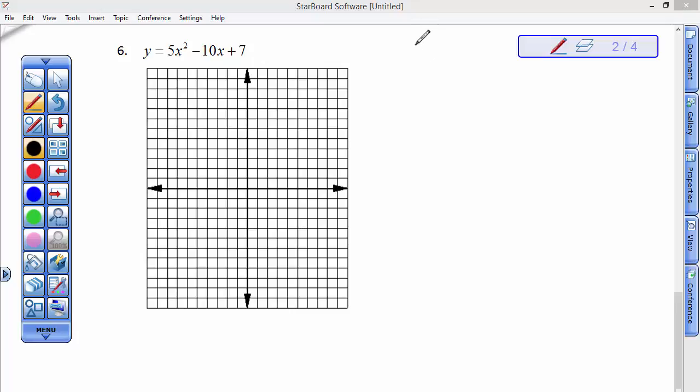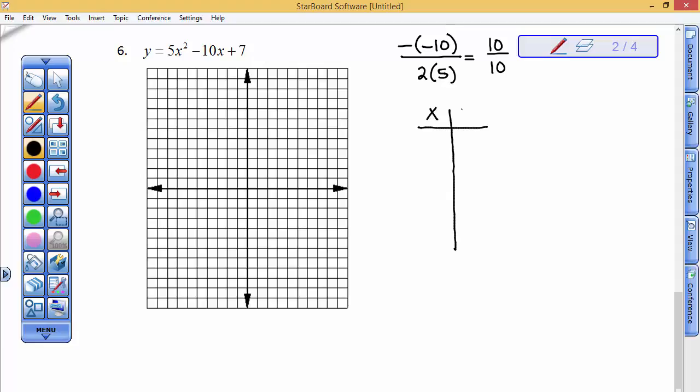So the vertex for this problem is to take the opposite of the b value, which is a -10, and divide that by 2 times the a value. So I have a +10 upstairs and a +10 downstairs. So the vertex of this parabola, and what's called the axis of symmetry, is where x is 1.